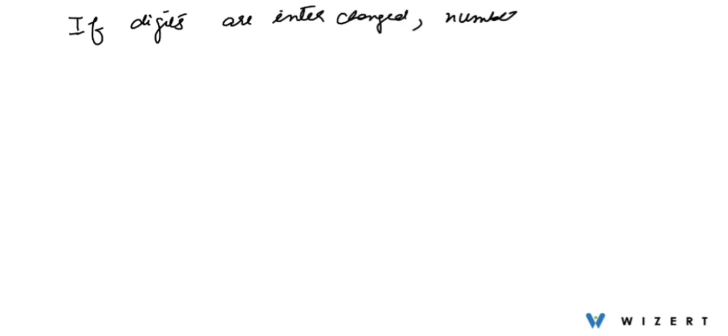Now in the second part, it is given that if the digits are interchanged, the number becomes, so if we interchange the digits, then 10x plus y will become 10y plus x. So this is our new number after interchanging.